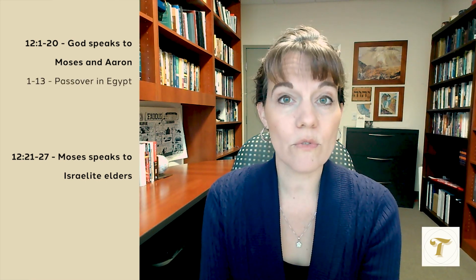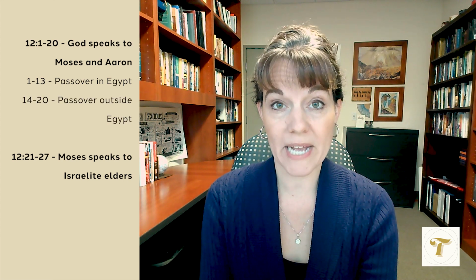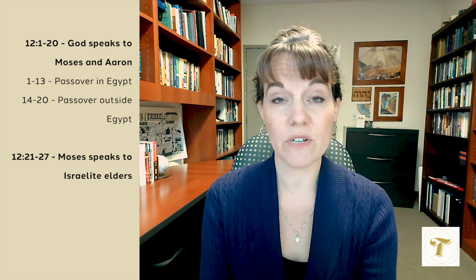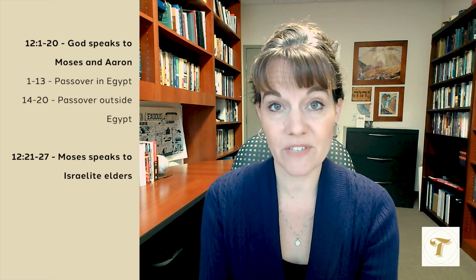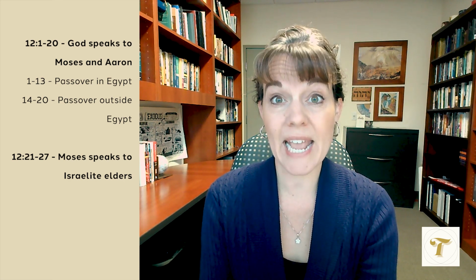So verses 1 through 13 have to do with the Passover in Egypt. So God is telling Moses and Aaron how to celebrate the Passover in Egypt. And then in verses 14 through 20, which is our passage for today, God is addressing Moses and Aaron to talk about how to celebrate the Passover outside of Egypt, how to commemorate the work that God did in Egypt, and how to do it annually.